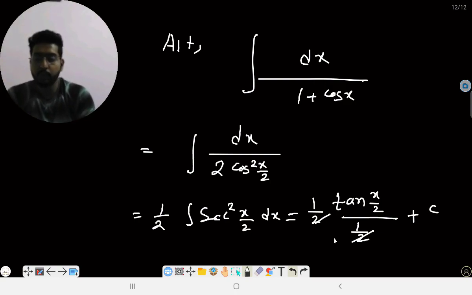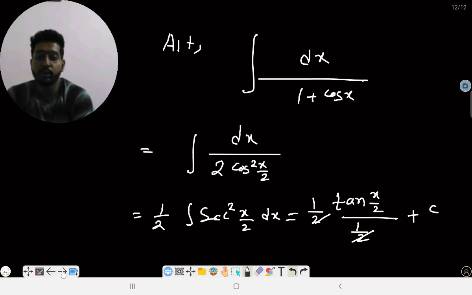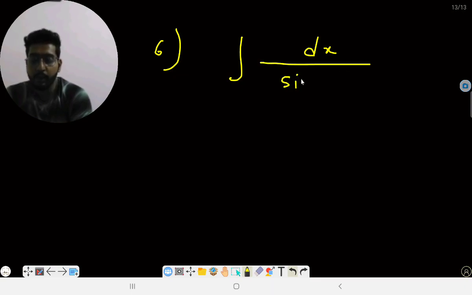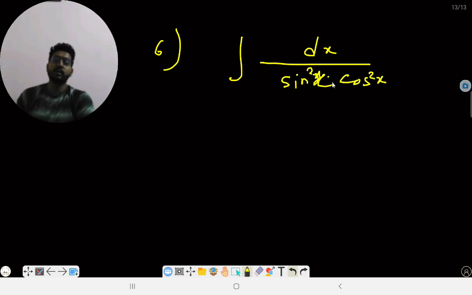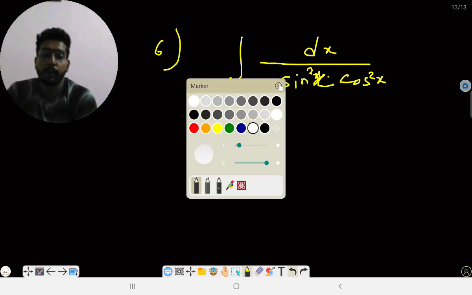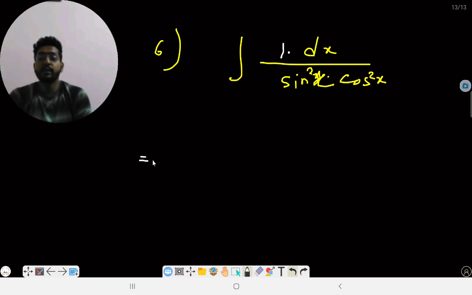Okay, so done. Now we'll move to question number 6. What is given in question number 6? It is given like this: integration of dx by sine square x into cos square x. Now how to solve this one? Here you can see there is 1, nothing is there, that means there is a 1.